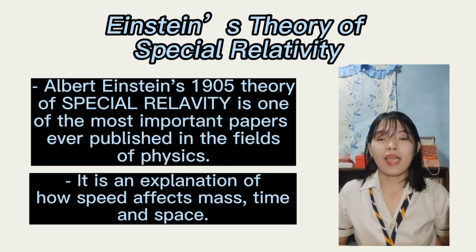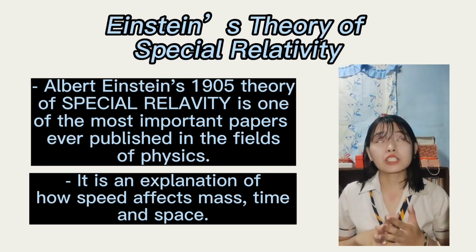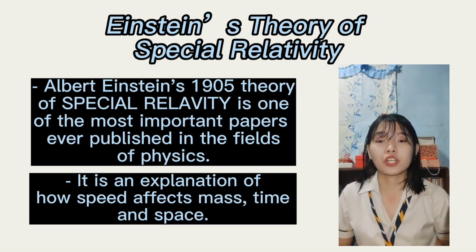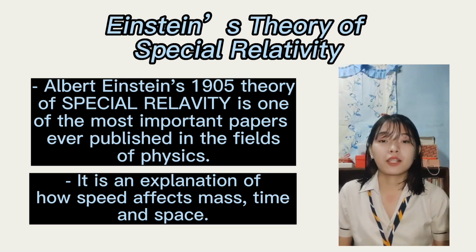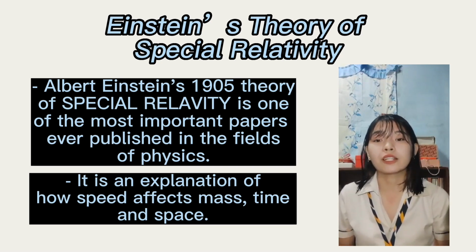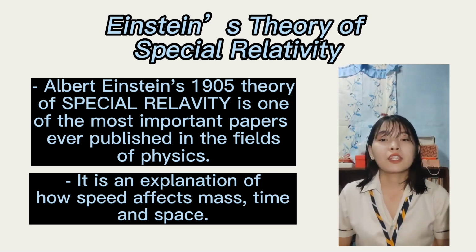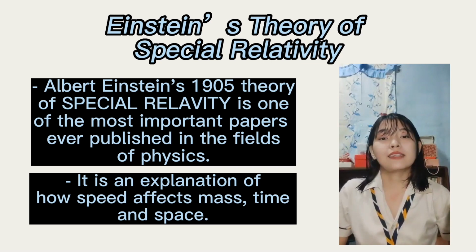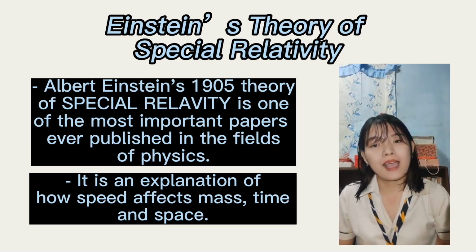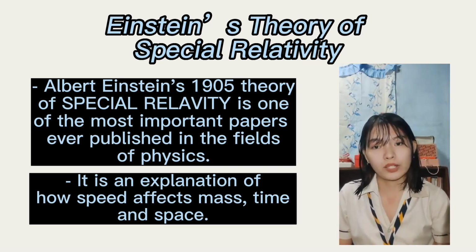In 1905, Albert Einstein published a paper containing a special theory of relativity, also known as the theory of special relativity or simply special relativity for short. The theory explained how speed, mass, time, and space are all connected. It also introduced the famous formula E equals mc squared. It stated that energy is equal to the mass times the speed of light squared.